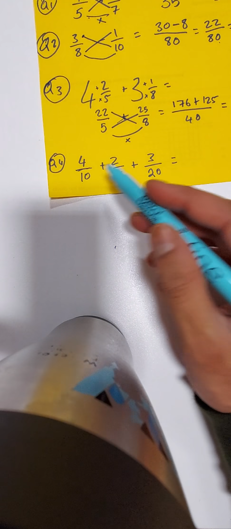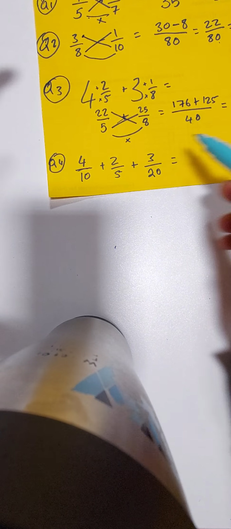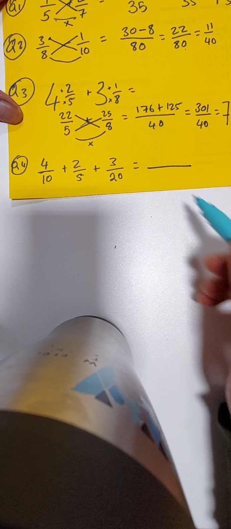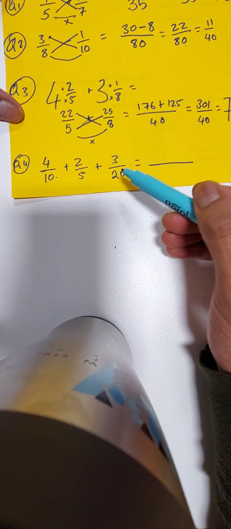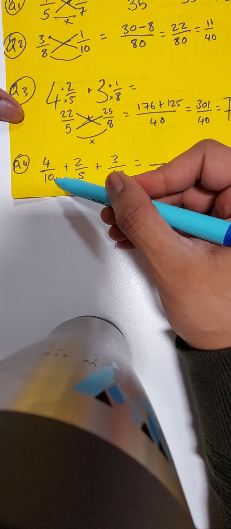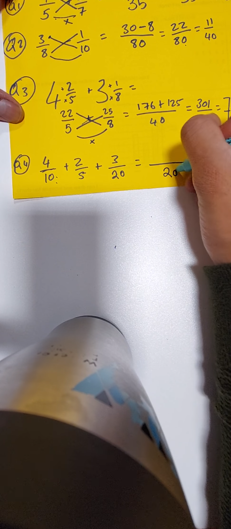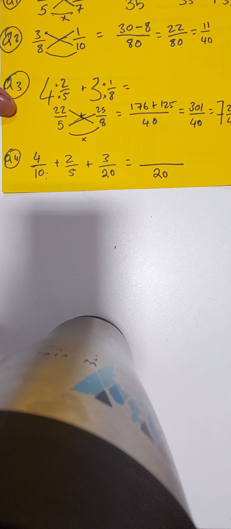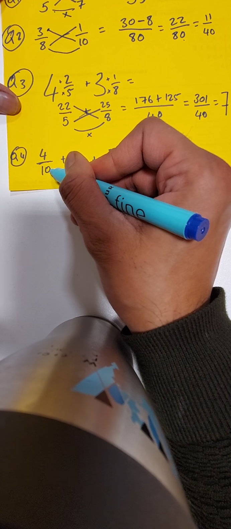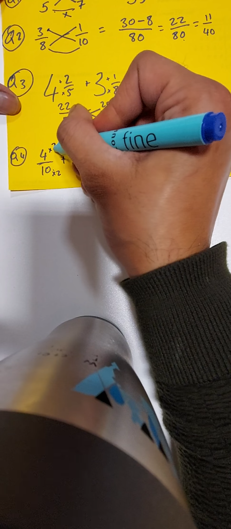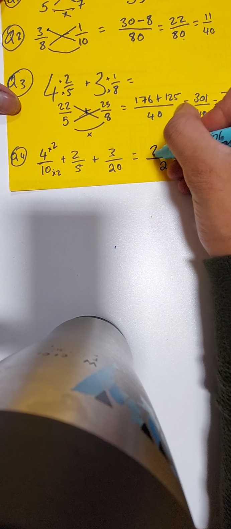Now sometimes you might have a question that has 3 fractions that you have to add. So in this case, let's make the denominator the same. Just think in your head, what number does 10, 5 and 20 go into? And that is 20. Okay, so then I say to myself, what did I do to the 10 to get 20? I multiplied it by 2, so I do the same to the top. So for that one I get 8.